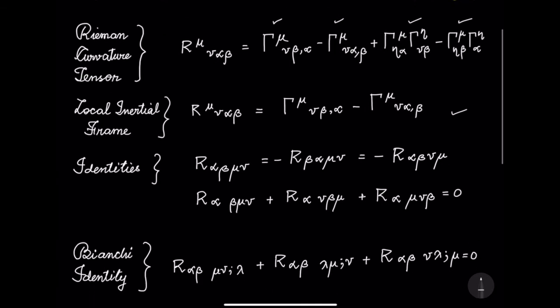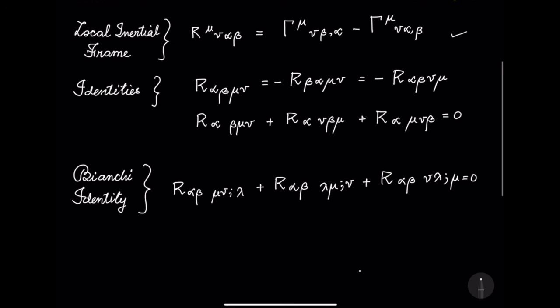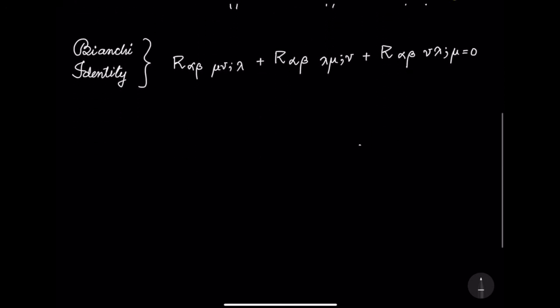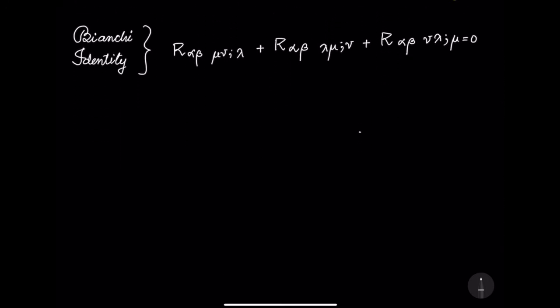Then we looked at identities and we proved some. I left some for you to prove, for which you can use the expression for R in the local inertial frame. And then we looked at the Bianchi identity where we take further derivatives of the Riemann curvature tensor. So today we will define a few more tensors which are related to the Riemann curvature tensor and are immensely important in general relativity.